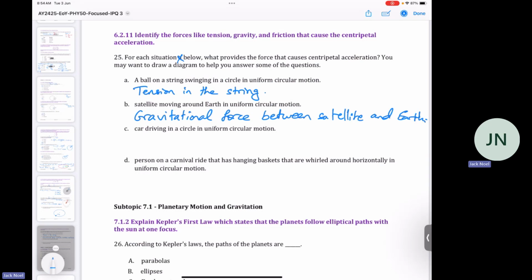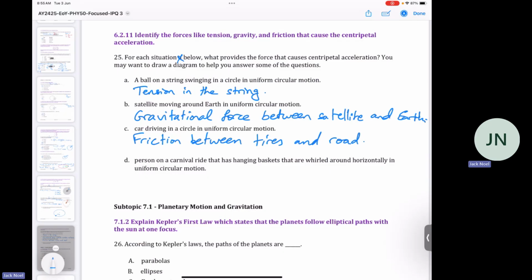Car driving in a circle in uniform circular motion. That's the friction between the tires and the road. So friction between tires and road.